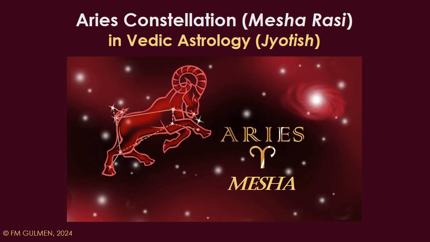In today's talk, I was going to cover the topic of Aries Constellation, or Mesha Rashi, as it's known in Sanskrit. And this talk is from a Vedic astrology or Jyotish perspective, so ancient Indian astrology that's more than 5,000 years old. All right, so let's get into it here.